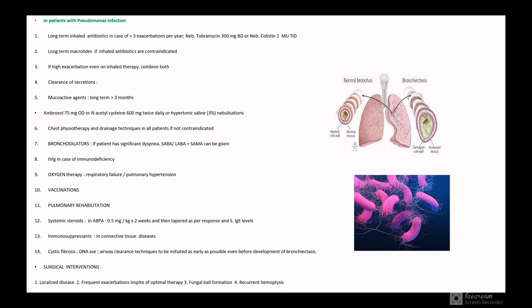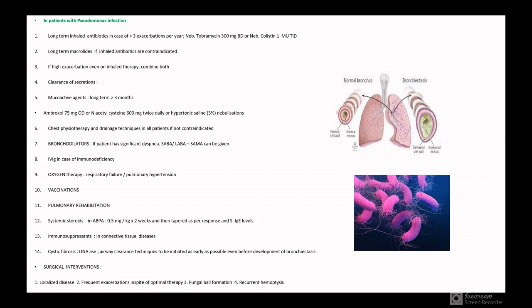IVIG is given in case of immunodeficiency. Oxygen therapy is given when there is respiratory failure or pulmonary hypertension. Vaccinations and pulmonary rehabilitation are done. Systemic steroids in ABPA, like prednisolone 1.5 mg per kg for 2 weeks, are given and tapered according to response of serum IgE levels. And immunosuppressants if there is connective tissue disease.